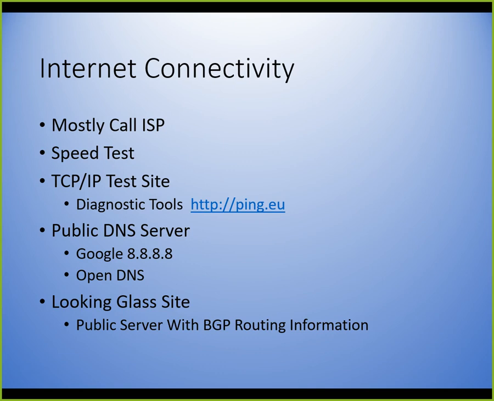That's what I was looking for, to do those things. It is an open source project, so lots of people are working on it. That's one of the advantages of open source. Instead of just a small group of individuals working on it, a whole bunch of people are working on it. And the last one there, Looking Glass Sites, a public server that has BGP routing information, and they've got some links to some of those if you want to take a look at them.